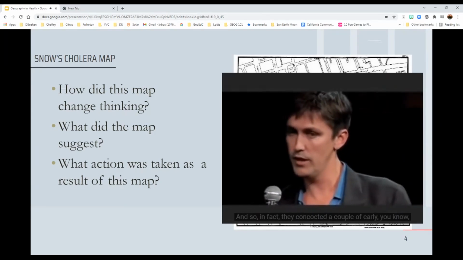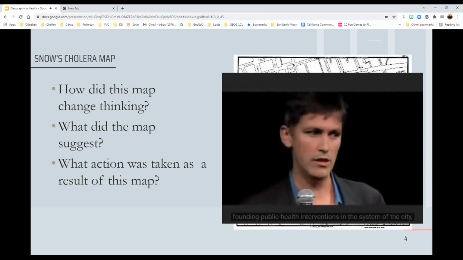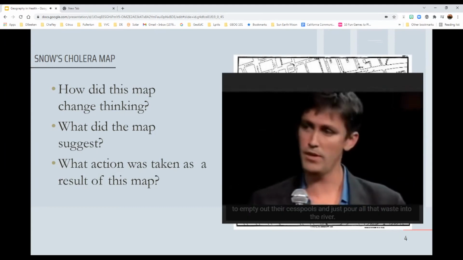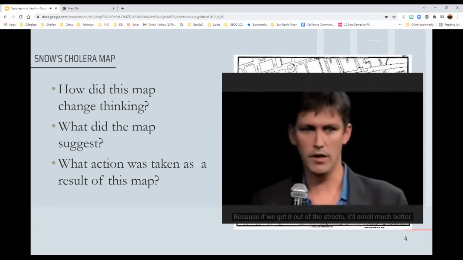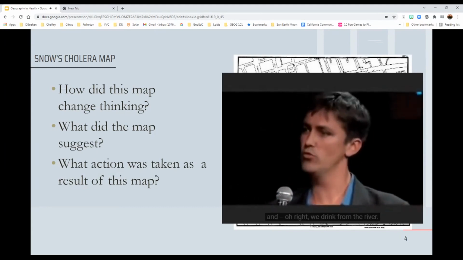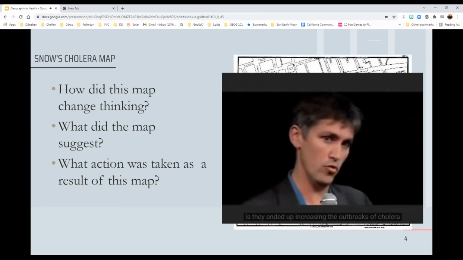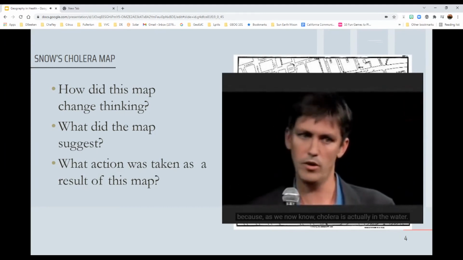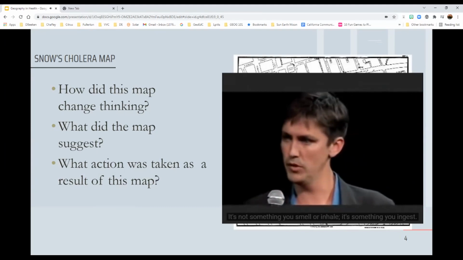And so, in fact, they concocted a couple of early, founding public health interventions in the system of the city, one of which was called the Nuisances Act, where they got everybody, as far as they could, to empty out their cesspools and just pour all that waste into the river. Because if we get it out of the streets, it'll smell much better. And, oh, right, we drink from the river. So what ended up happening is they increased the outbreaks of cholera because, as we now know, cholera is in the water. It's a waterborne disease, not something that's in the air. It's not something you smell or inhale. It's something you ingest.